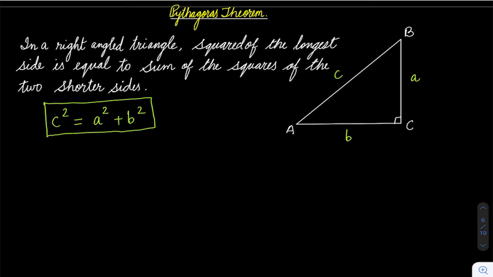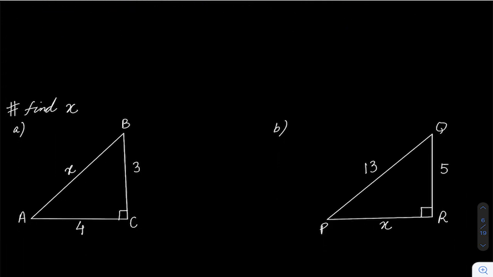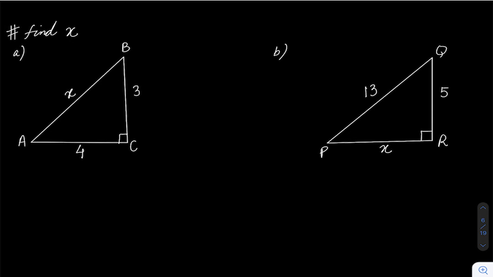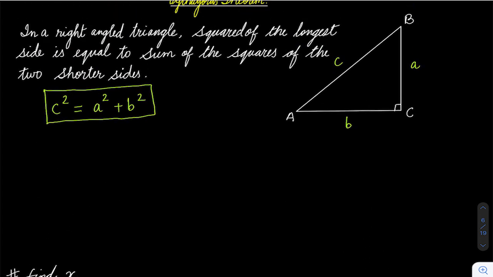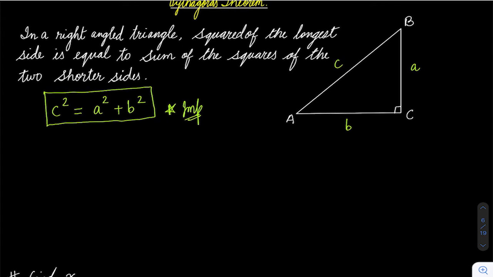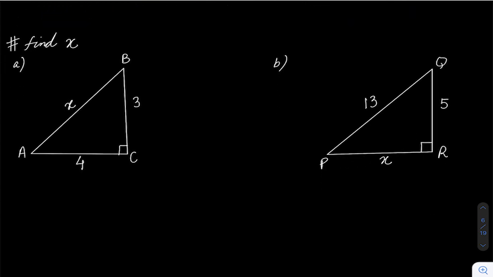Now let's see how to use Pythagoras theorem to solve questions and how the questions will come in exams. One more thing: you can observe c square equals a square plus b square. So if in a right angle triangle you know any two sides, it may be the two shorter sides or one shorter side and the longest side, then you can find the third side using this theorem. That's basically the use of Pythagoras theorem. Let's try some basic questions first and then we will go to exam style questions.